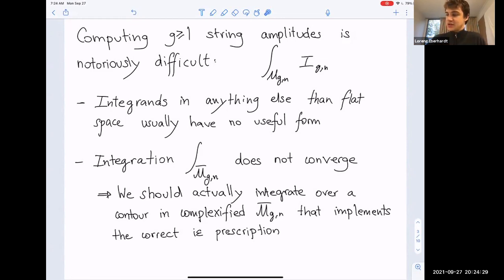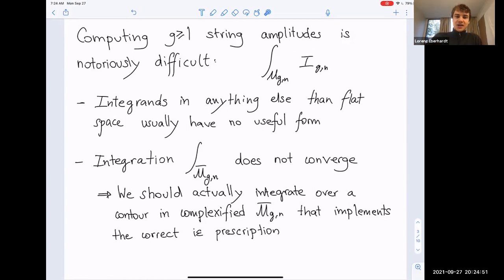First of all, this was in flat space. Of course, if we're not in flat space like AdS, like we were talking before in Pedro's and Fernando's presentation, then we don't even know what these integrands are. So not even at genus 0 do we really know these integrands. There are some special cases where we do know, but in general we don't.